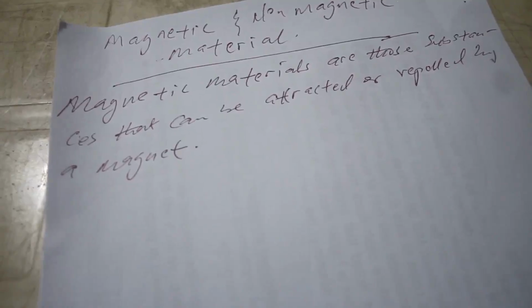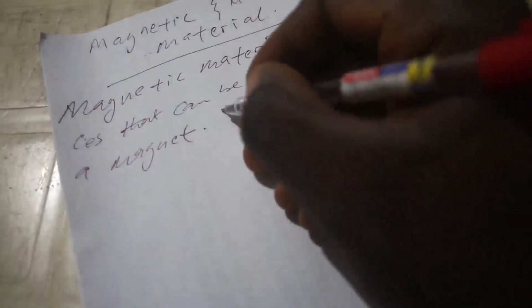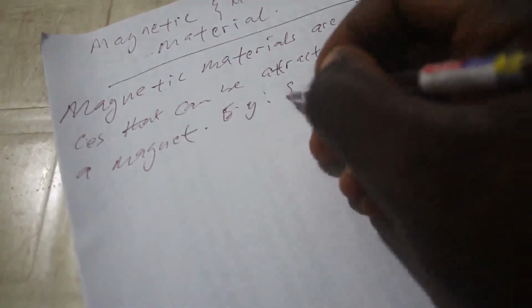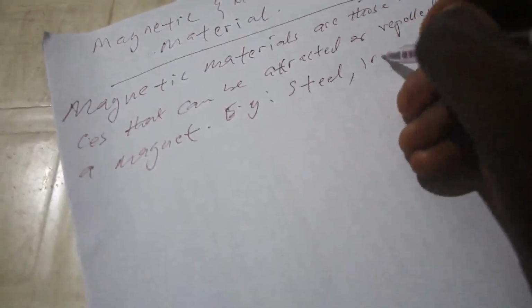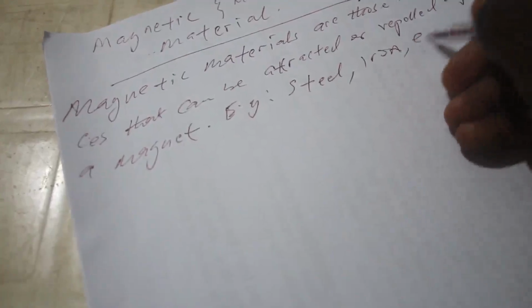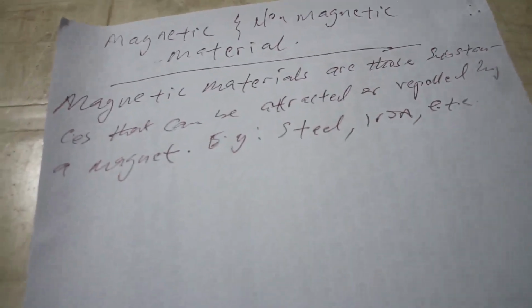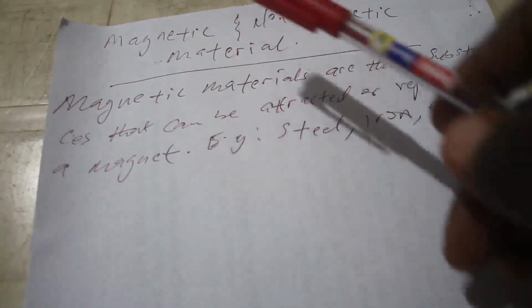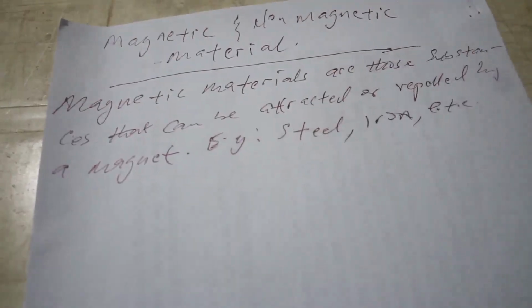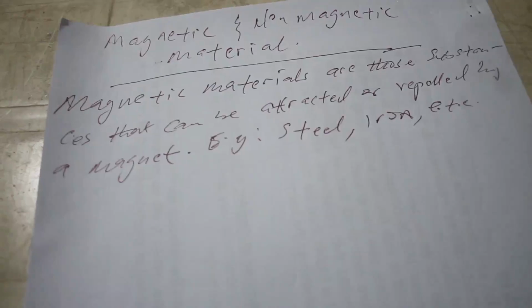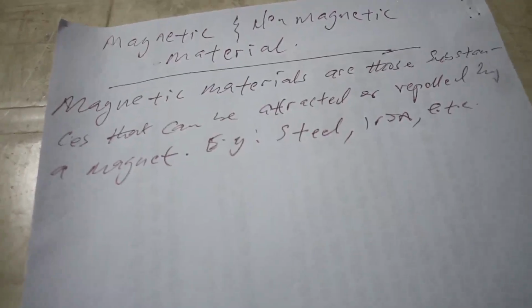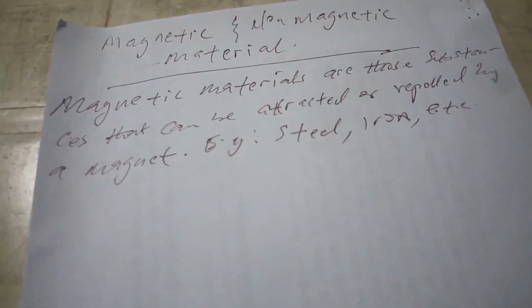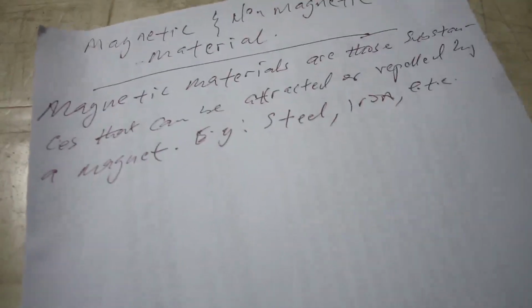For example, we have steel, we have iron, and so on. So if you have a substance that, when subjected to a magnetic field, shows no observable effect in terms of attraction and repulsion, then you know that's a non-magnetic material. But if it does, then that's a magnetic material.